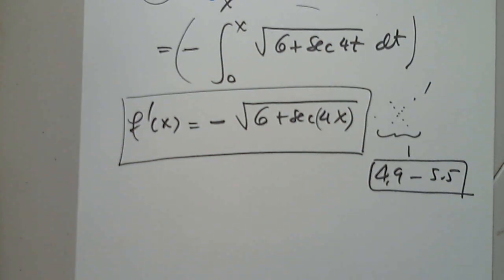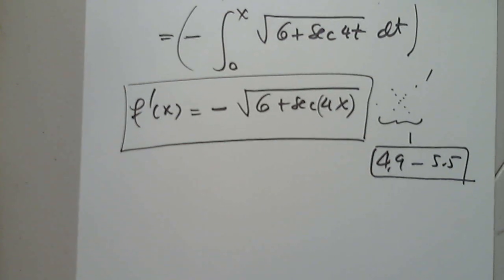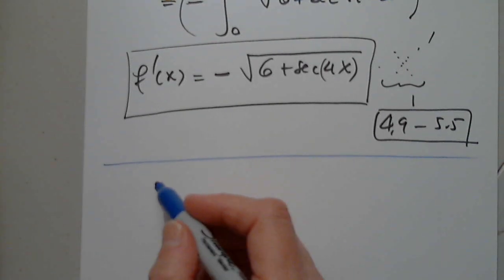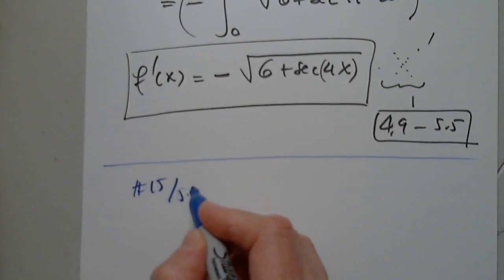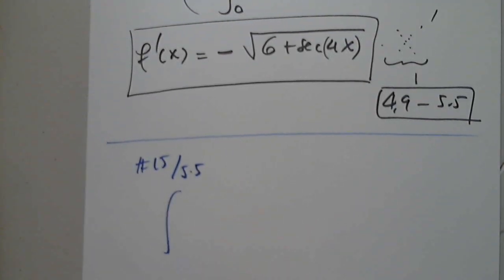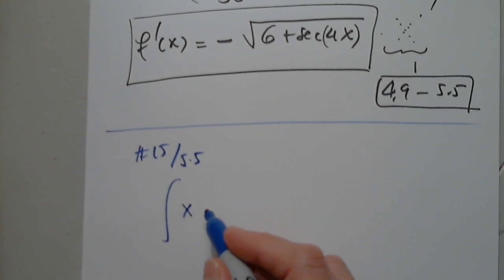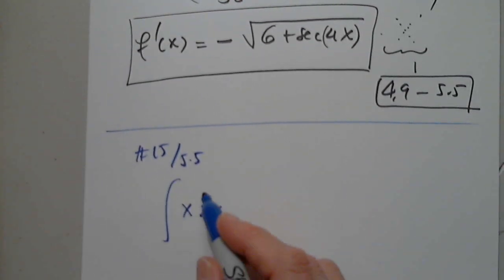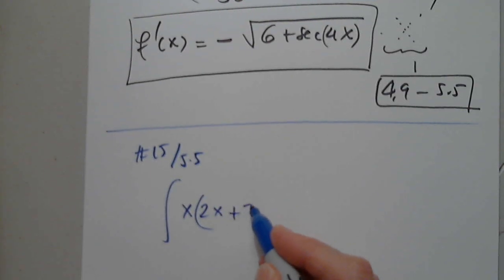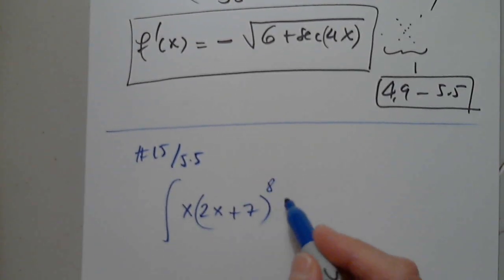Good. Would you like to work on another? Can we work on number 15 of 5.5? Yes, ready. It's the indefinite integral of x times (2x plus 7) to the power of 8 dx.